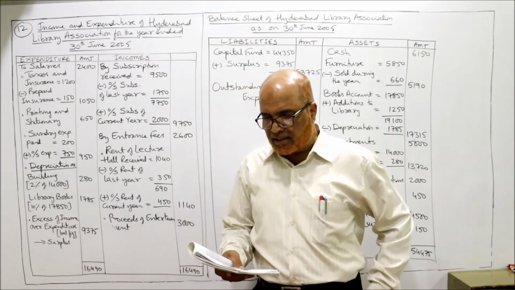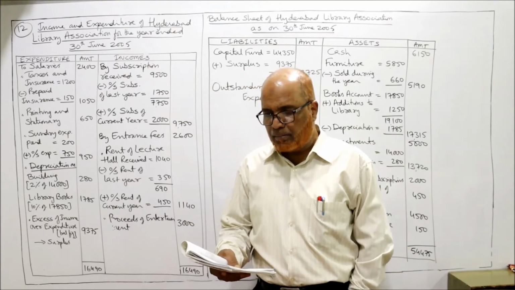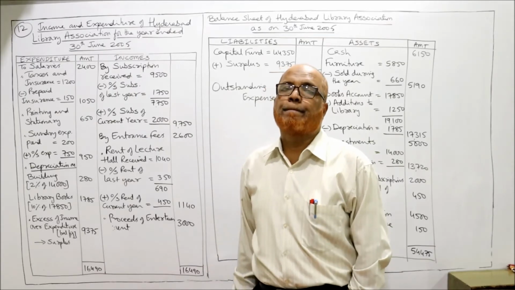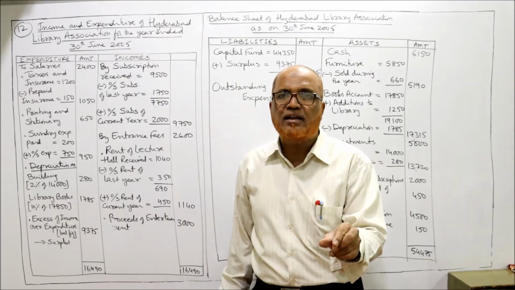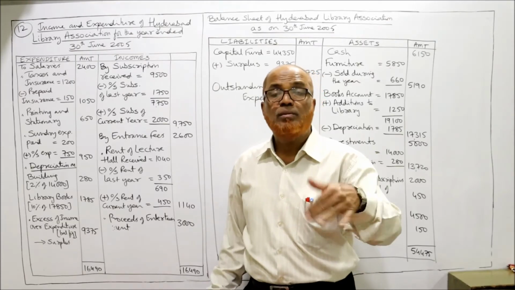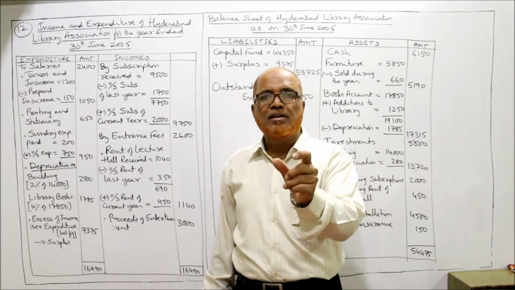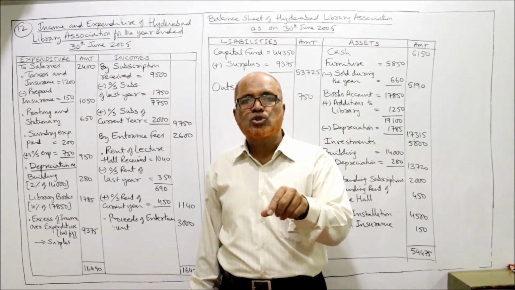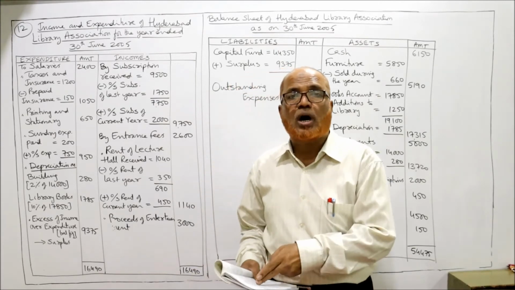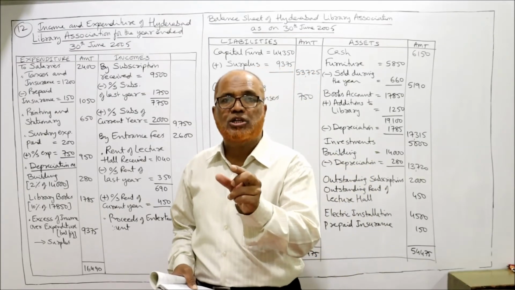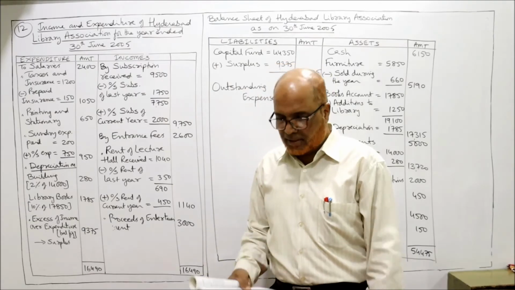It was ascertained that 2,000 were outstanding by way of subscription. Outstanding subscription at the end of current year is 2,000. This will be added. तो subscription received में current year के जो outstanding 2,000 है उसको add करेंगे, last year के जो outstanding subscription थे balance sheet में उसको minus करेंगे, right?